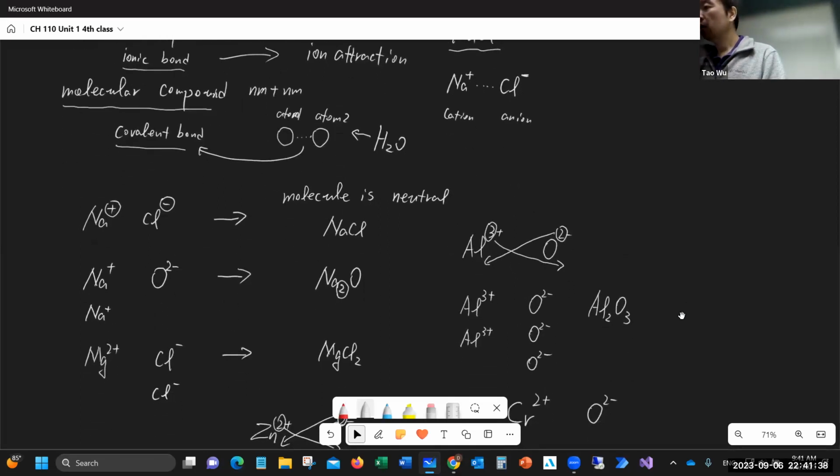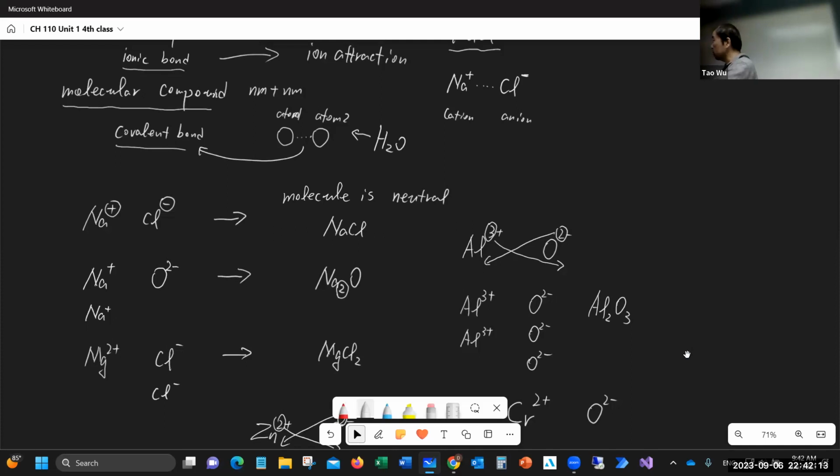Okay, and also we talk about how to write the formula. If I give you a cation and anion, how to combine those two together, making a correct formula. And the one thing you need to make sure is the molecule is always neutral. You never see, in nature, a substance that only has a cation, or only has an anion. That's impossible.